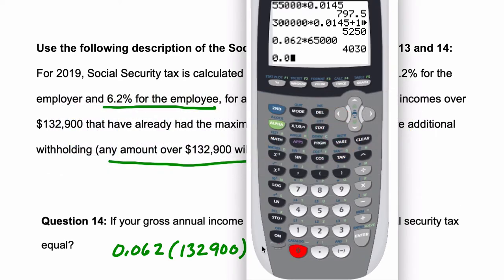So we get 0.062 times 132,900, and that's 8239.8. That would be our tax.